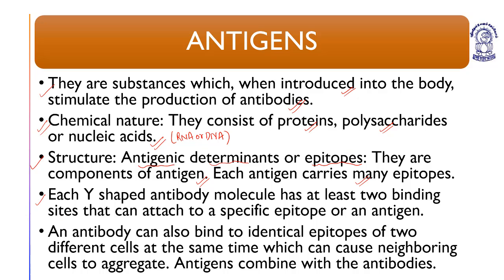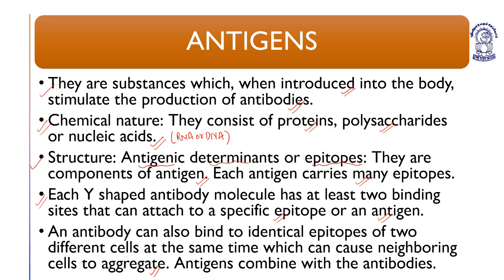The antibody, this part has already been discussed before. The antibody, which is Y-shaped, has at least two antigen binding sites. These antigen binding sites attach to a specific epitope in the antigenic determinant of an antigen. Sometimes an antibody can bind to the identical epitopes of two different cells at the same time, which can cause the neighboring cells to form an aggregate.